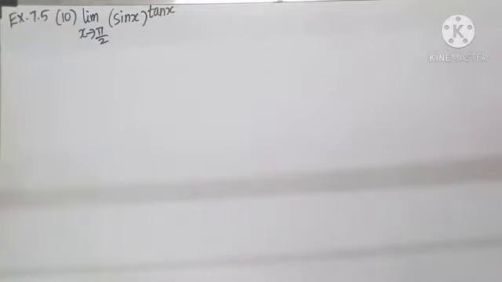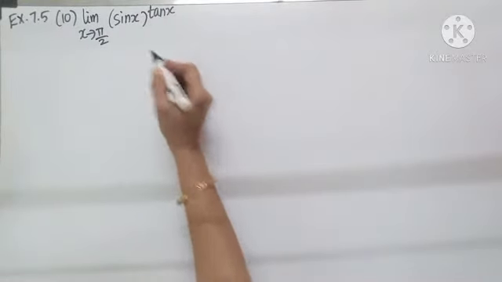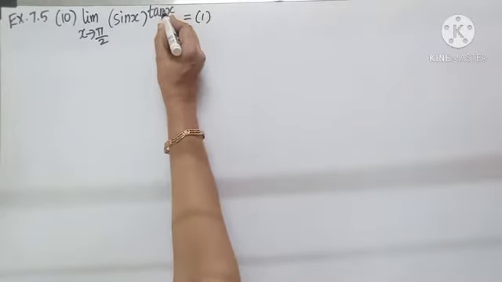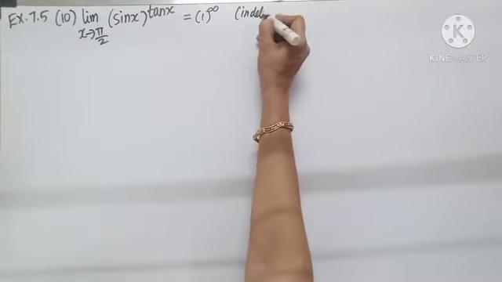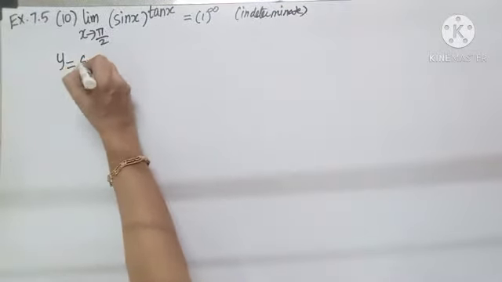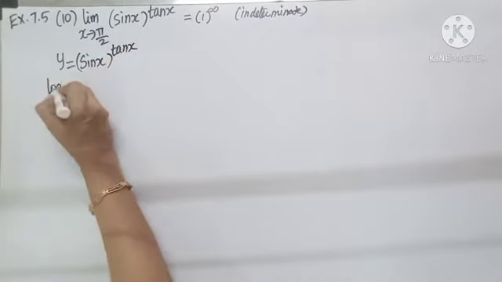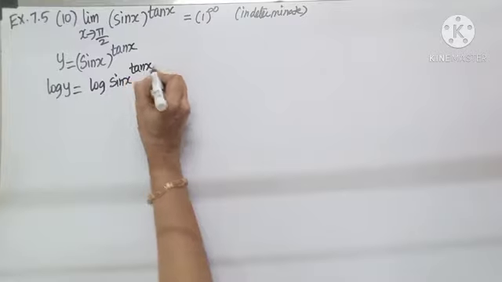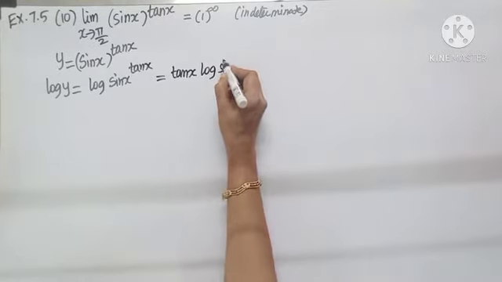Exercise 7.5, question number 10, limit x tends to pi by 2 sin x power tan x. When I apply the limit, sin 90 is 1, tan 90 is infinity. So 1 power infinity, which is indeterminate. Let us assume the given function as y equals sin x power tan x. Taking logarithm, log y equals log (sin x power tan x). Power comes near, so it is tan x into log sin x.